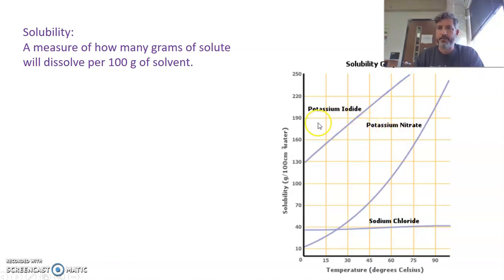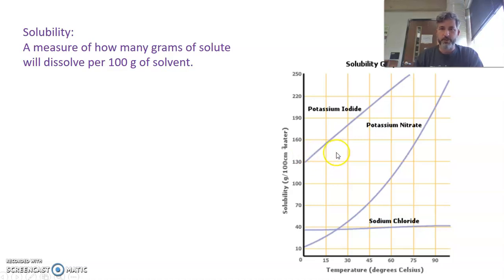We've got three substances: potassium iodide, potassium nitrate, and sodium chloride. Our x-axis is temperature, so we're changing the temperature and looking at how many grams of each of these three things we can dissolve per 100 grams of water. The label is actually grams per 100 cubic centimeters of water, but a cubic centimeter of water is a milliliter, which is also a gram for water.